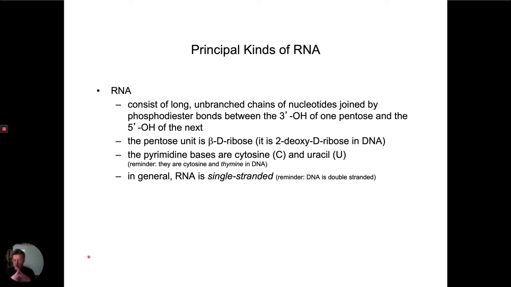Now, another difference, apart from a slightly different sugar being used in the RNA, is of course that in the pyrimidines we do have cytosine and uracil, not cytosine and thymine as in the DNA. And the major structural difference is that RNA in general is present in a single-stranded form, not as the double-stranded helix we know from the DNA.